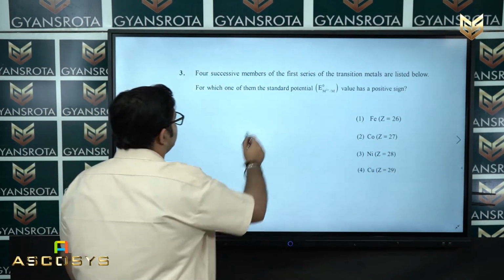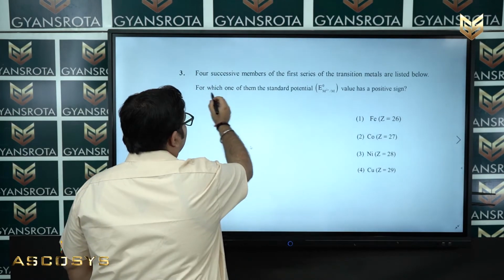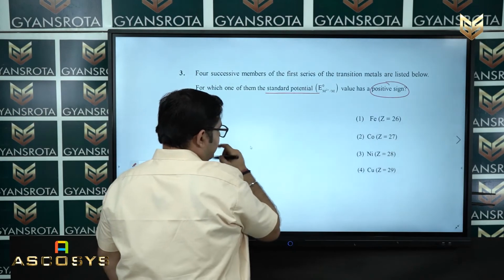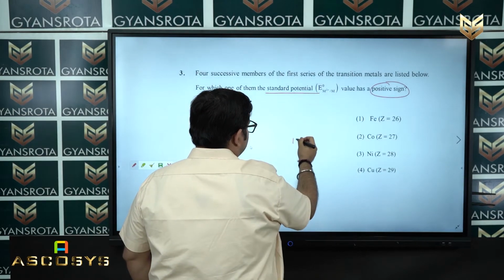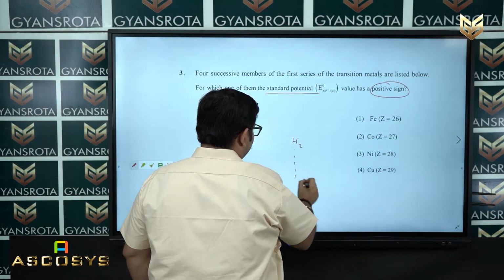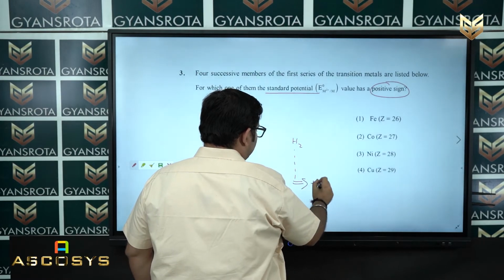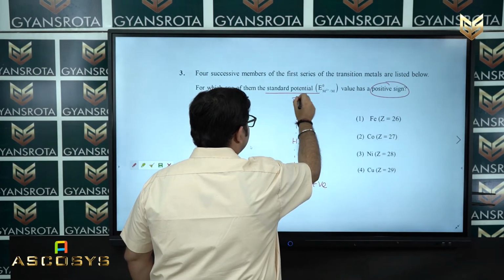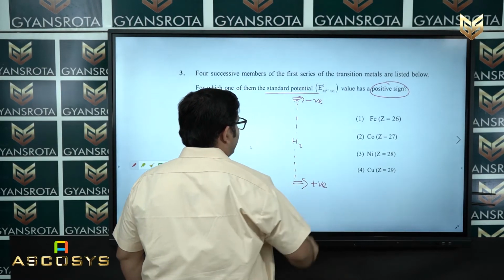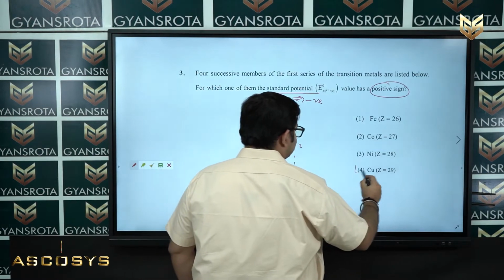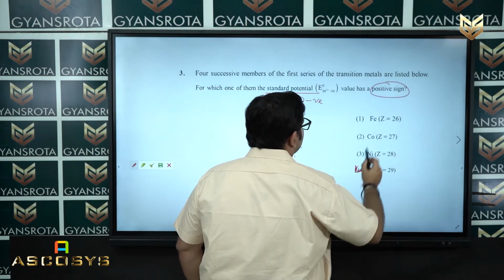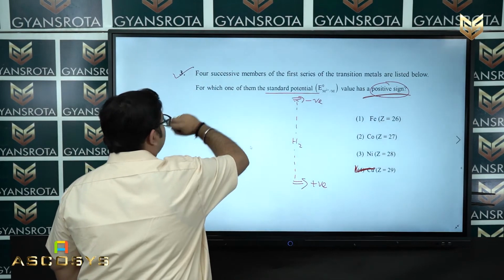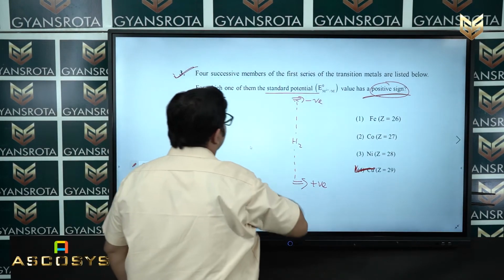They ask which of them show a standard potential with a positive sign. If you remember the electrochemical series, the elements below hydrogen have a positive standard reduction potential value. Above hydrogen, it will be negative. Below hydrogen, only one option is there, that is Cu, copper, which has the positive sign of standard potential. So option number 4 is the correct answer of question number 3.